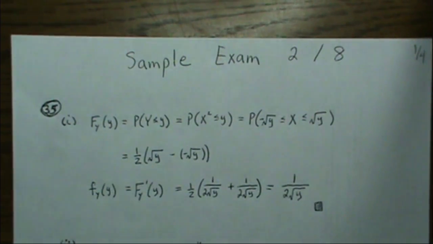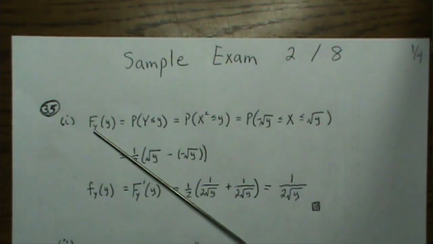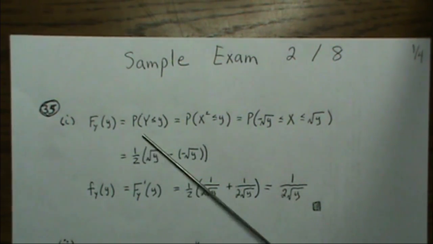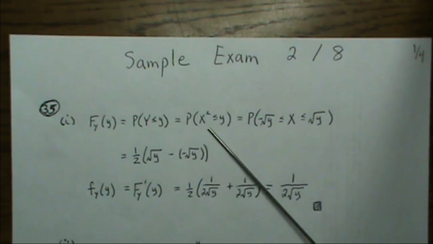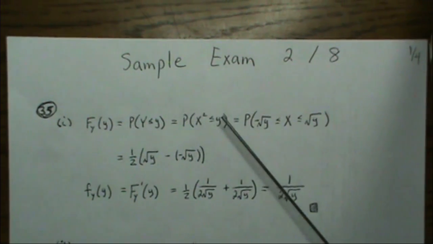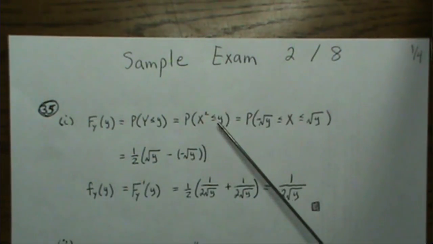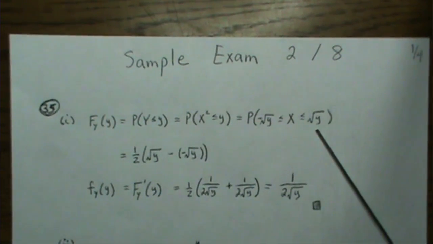Here's the first approach, where we look at the cumulative distribution function for y, and y is equal to x squared. So we want to find the probability that y is less than little y, which you substitute in x squared for y. Well, you take the square roots of both sides, and when you take the square root of both sides, it's a plus or minus. So technically you're in this setting.